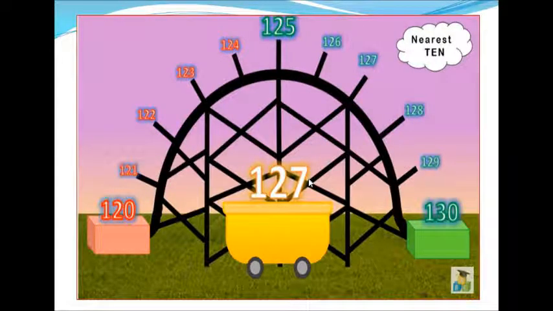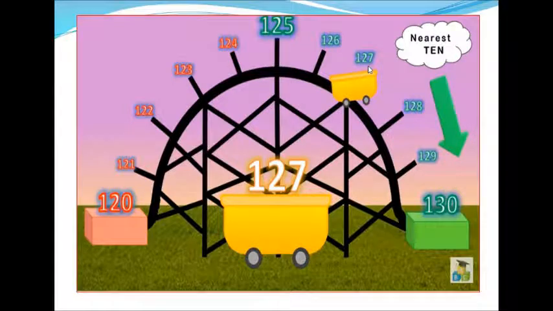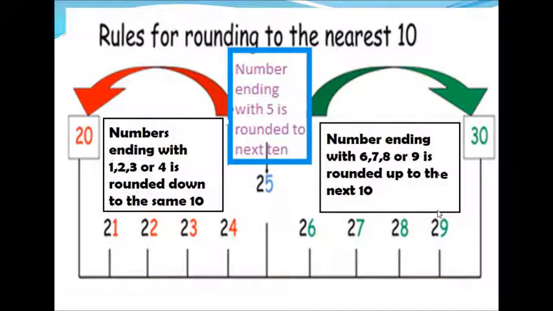127. When I place it on the roller coaster, it will be placed over here. Let's see what happens. When I place 127 over here, it will roll down towards 130. So a number 127, when we round off to the nearest 10, it will always be rounded to 130. So looking into all these examples, we can sum up some of the rules of rounding numbers to the nearest tens place.